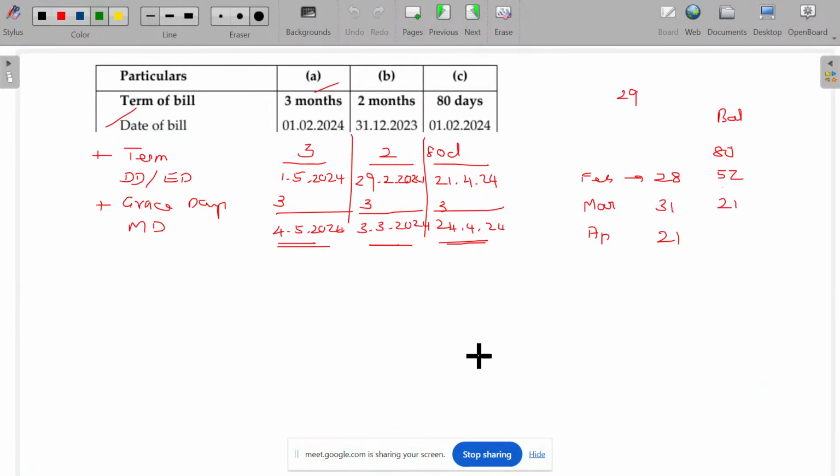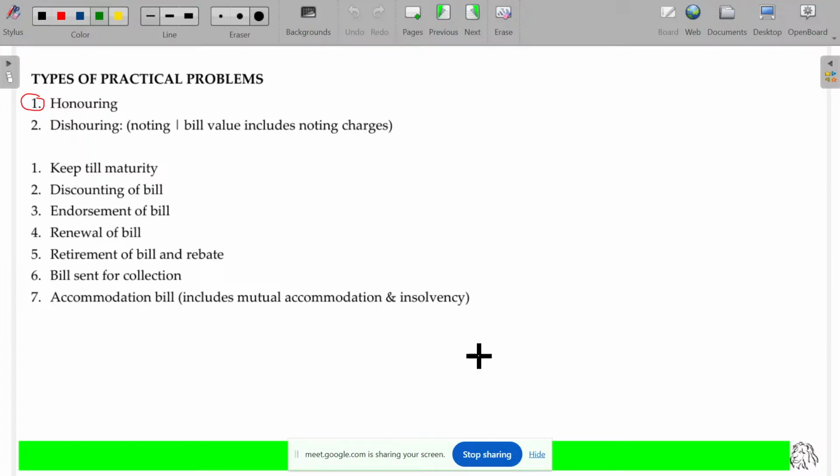Okay, two predominant parts. One is all about honoring situation. Another one is dishonoring situation. Dishonoring means the drawee is not paying. If he is not paying, what happens? I have to take legal action on him. To take the legal action, I have to confirm that the bill is not met on the due date. It's not honored on the due date. How can I get the certification that this bill is not met on the date? Go to the lawyer.